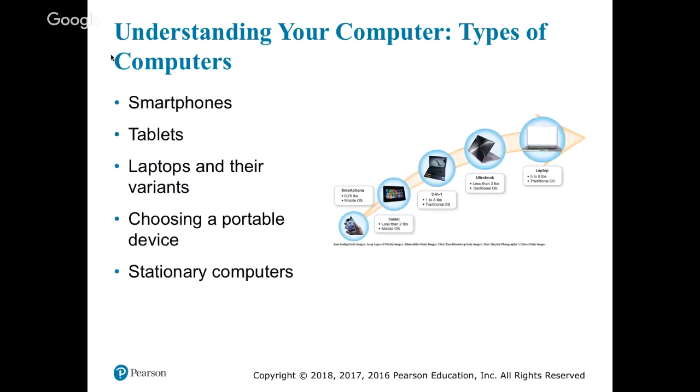So types of computers. You're familiar with all these. Smartphones. Let's get a really old picture of a smartphone, by the way. It's like 1990. Laptops, tablets, choosing a portable device, and stationary. Now, most certainly, I think it was last year, early 2017, the stat came out that for the first time, mobile devices had surpassed sales for laptops and desktops.